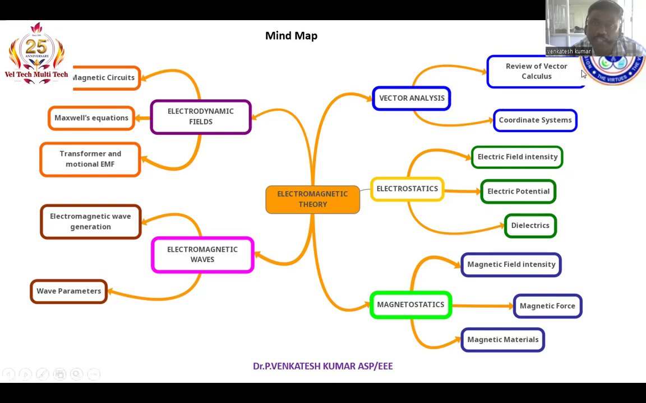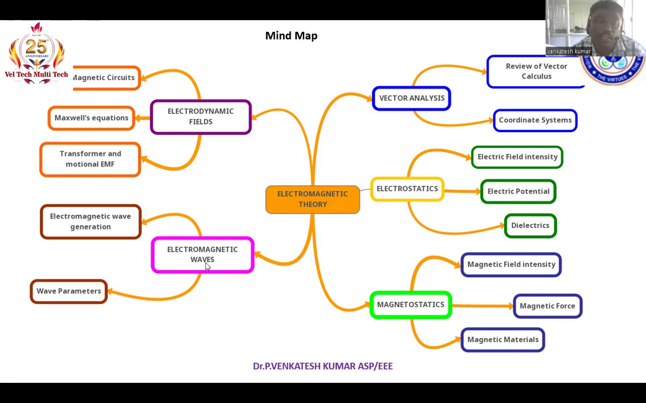In the first unit, vector analysis, there is a review of vector calculus and the coordinate systems, spherical or rectangular. These are the things we do in vector analysis. In electrostatics, you study electric field intensity, electric potential, and dielectrics. In magnetostatics, magnetic field, magnetic force, and magnetic materials. In the electrodynamic field, magnetic circuits, Maxwell's equations, transformer, and motional EMF.